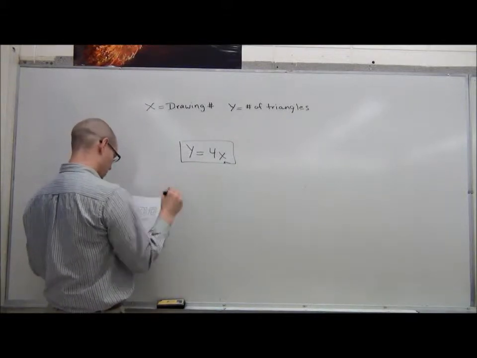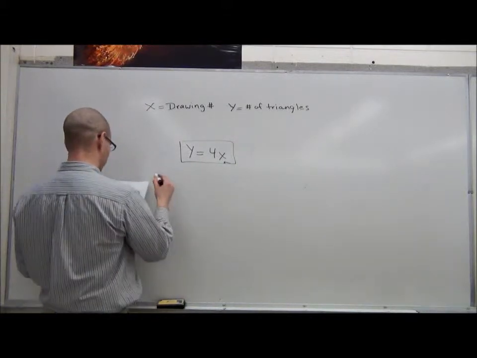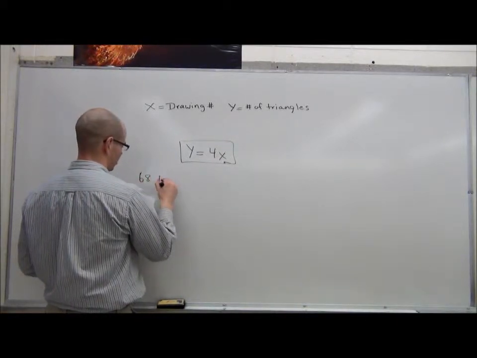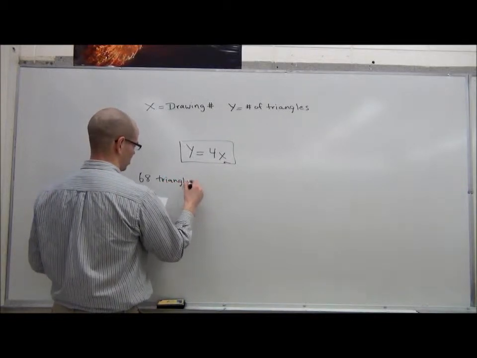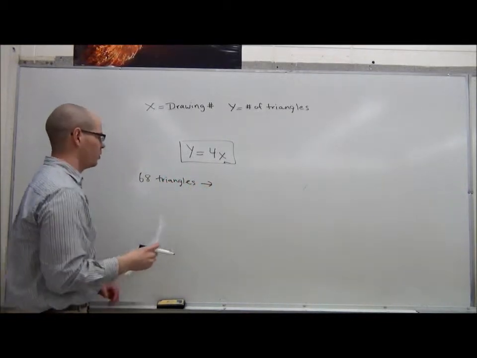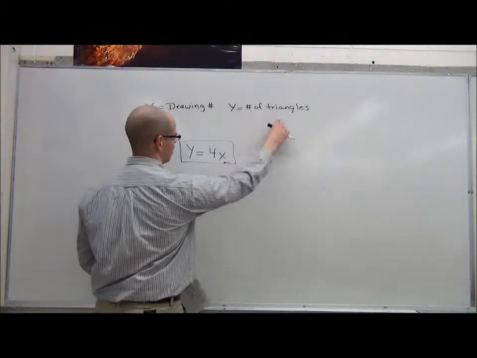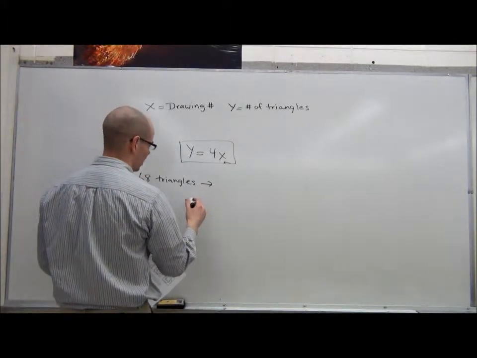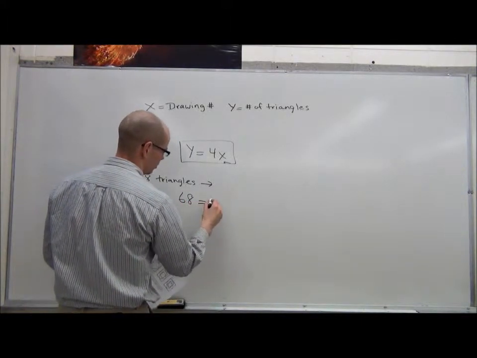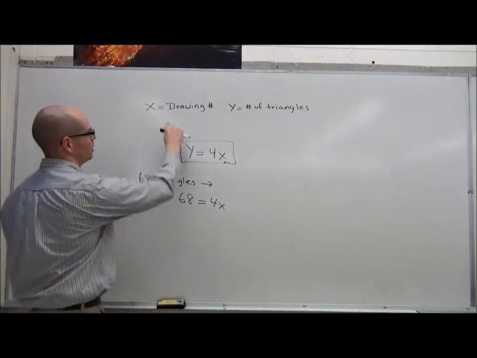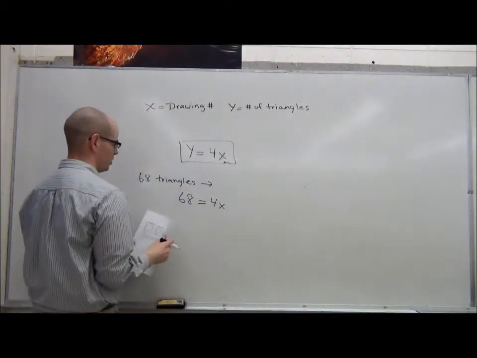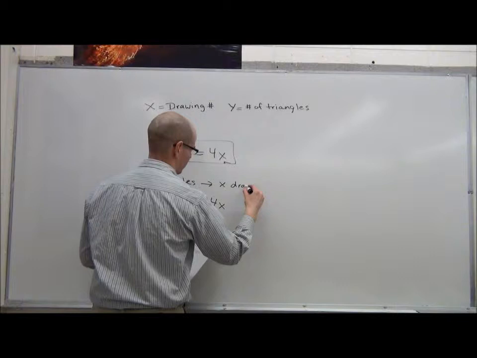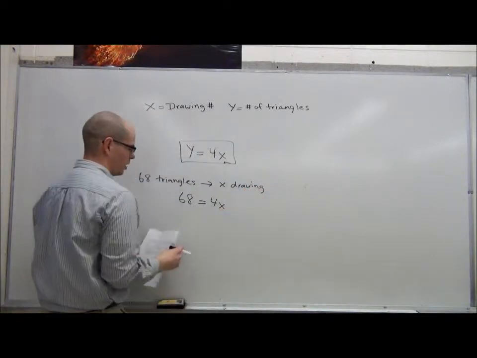I want to know which drawing would have 68 triangles. So I want to figure out which drawing had 68 triangles. Well, y was the number of triangles. So I'm going to actually plug the 68 in for y. So I'm going to then get 68 is equal to 4x. So in this case, I'm looking for the drawing number. I'm not looking for the number of triangles. All right, so I need to solve for x.